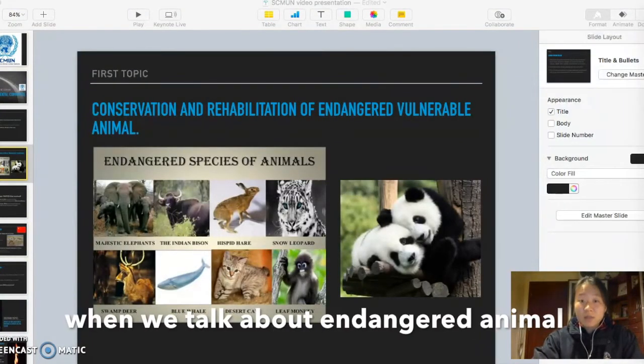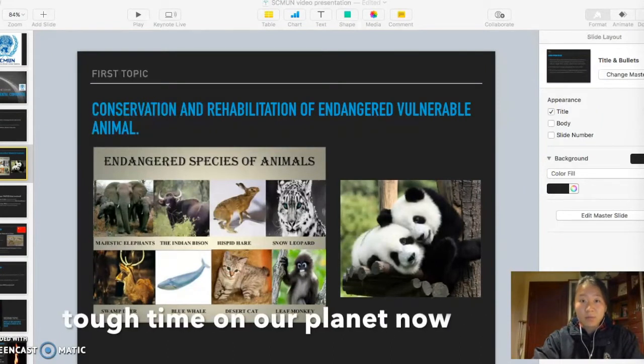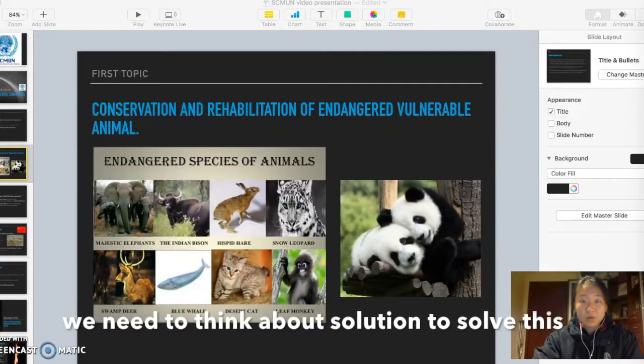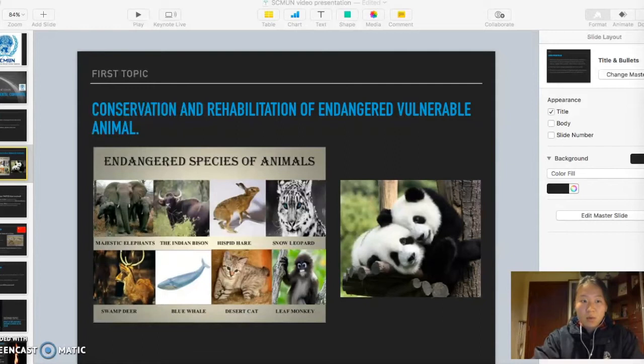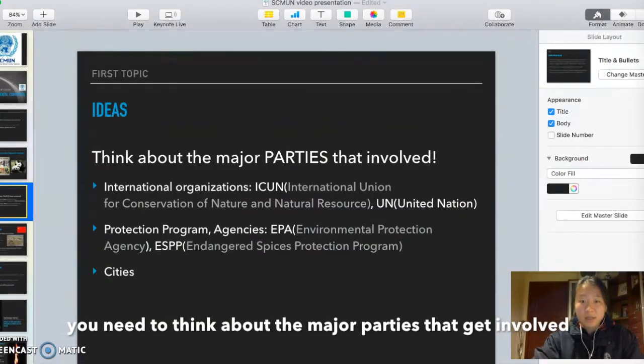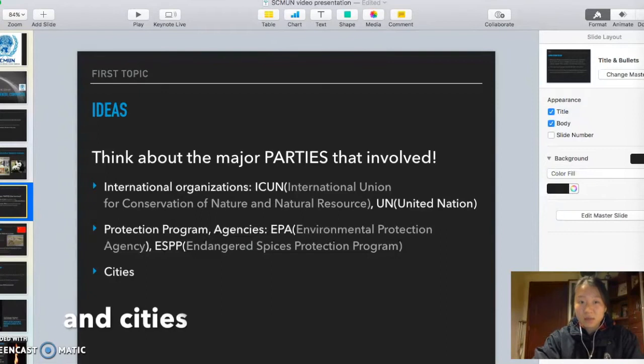When we talk about endangered animals, we all know they're experiencing some tough times on our planet now. So we need to protect them. We need to think about solutions to solve this. When you're writing your position paper, you need to think about the major parties that get involved, like international organizations, protection program agencies and cities.